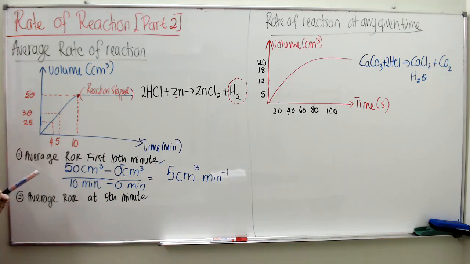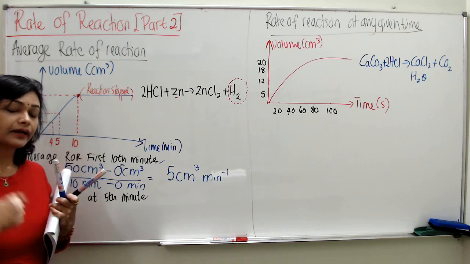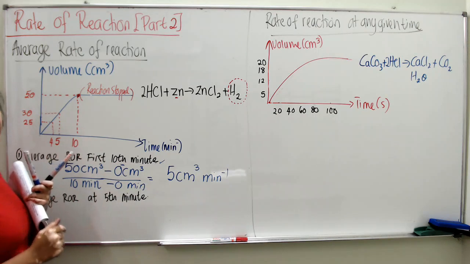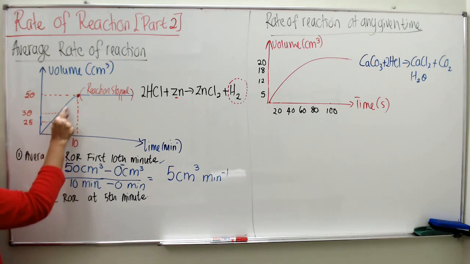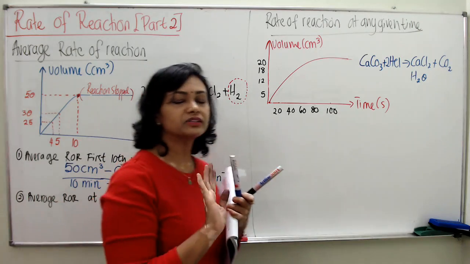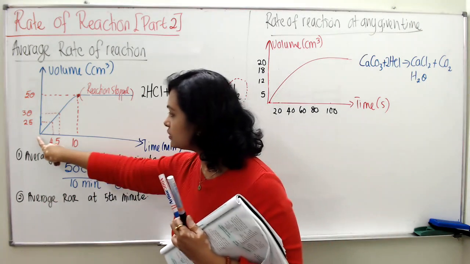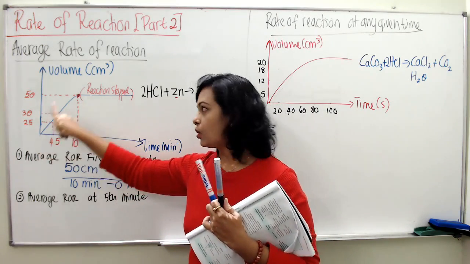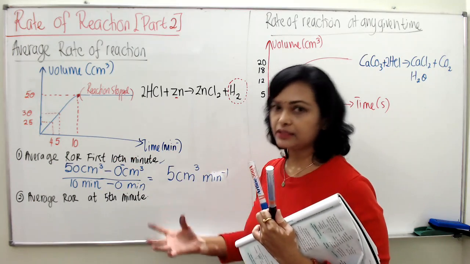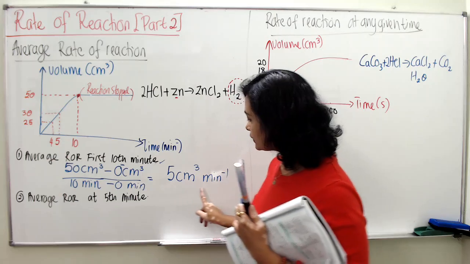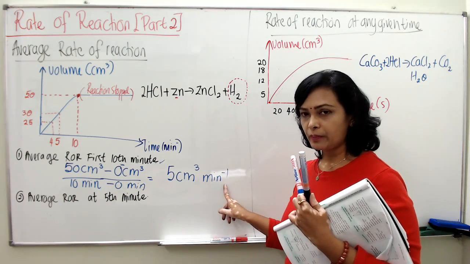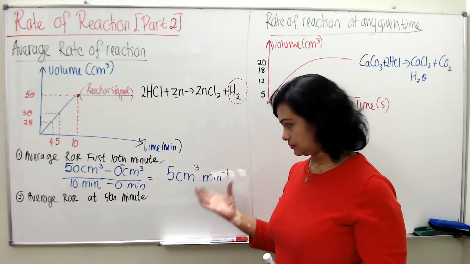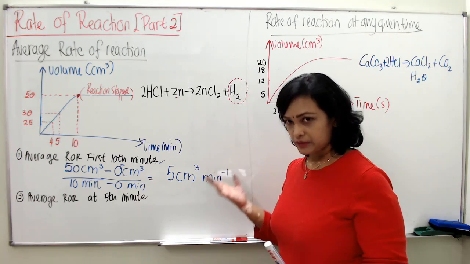This is how you calculate the average rate of reaction for the 10th minute. That means you don't have to worry about what happened in the middle. You just calculate the initial with the final, where the reaction stopped. From there you take the measurement, volume or time, anything that is measurable, then you just find the average rate of reaction. But please remember, the unit is important when you are writing the rate of reaction, which is technically the gradient of the graph.